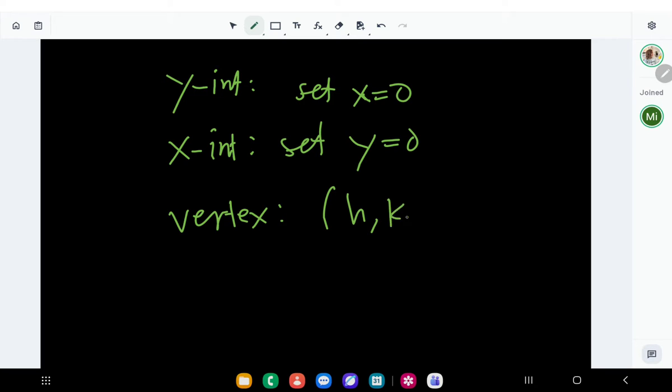Vertex form is y = a(x - h)^2 + k, where (h, k) is the vertex. So remember that.